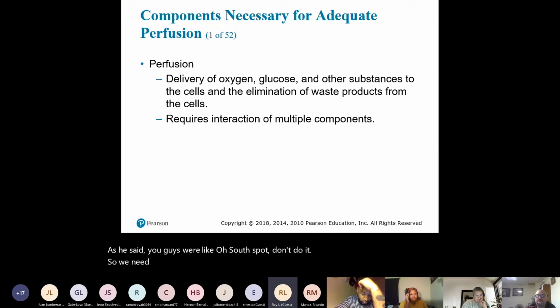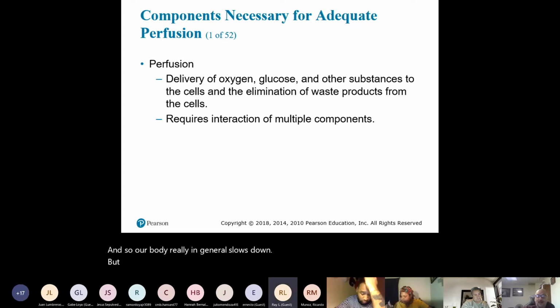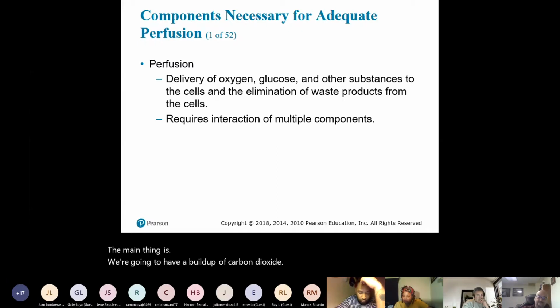So we need that oxygen. If we have that oxygen and we have that sugar, we have energy. If for whatever reason, and that's what we're going to get to next, we're not getting that oxygen, we're not getting energy. And so our body really, in general, slows down. But we have other issues. The main thing is we're going to have a buildup of carbon dioxide. We don't want that because the body recognizes carbon dioxide as an acid. It changes the pH balance.